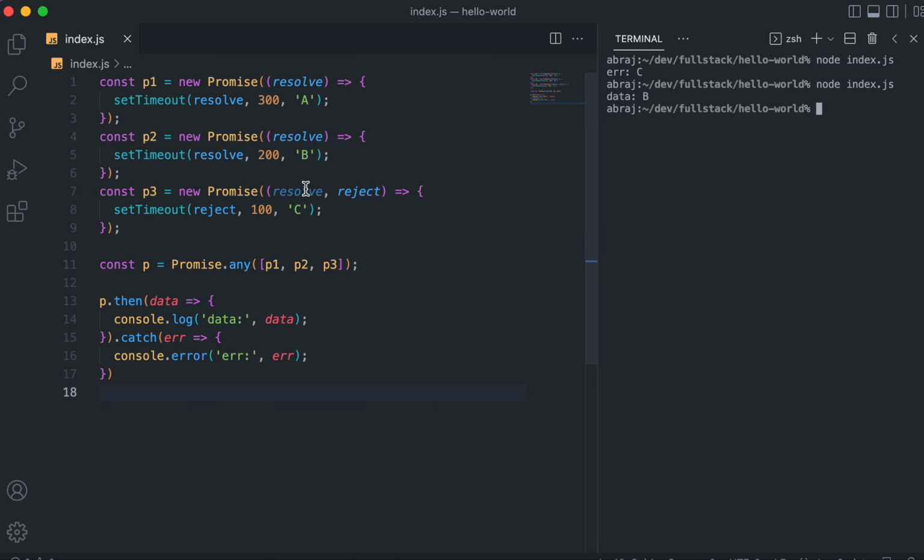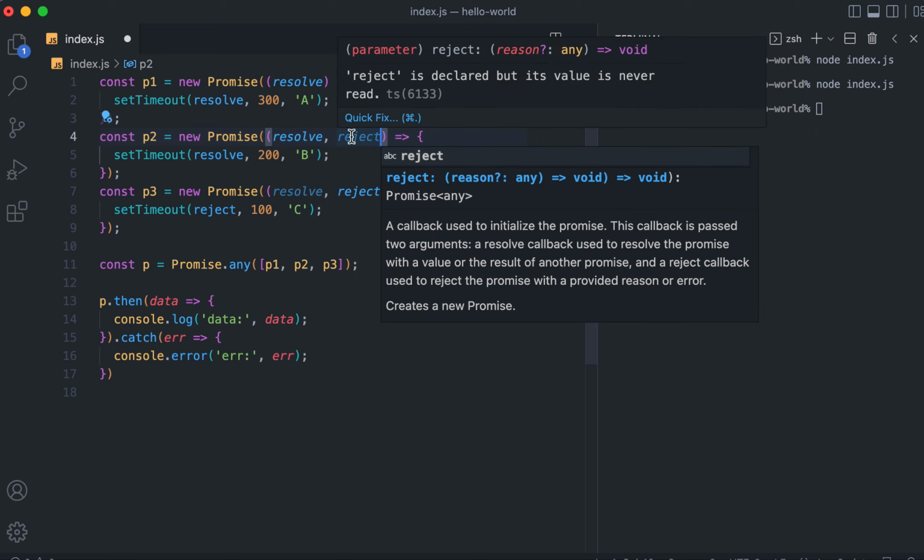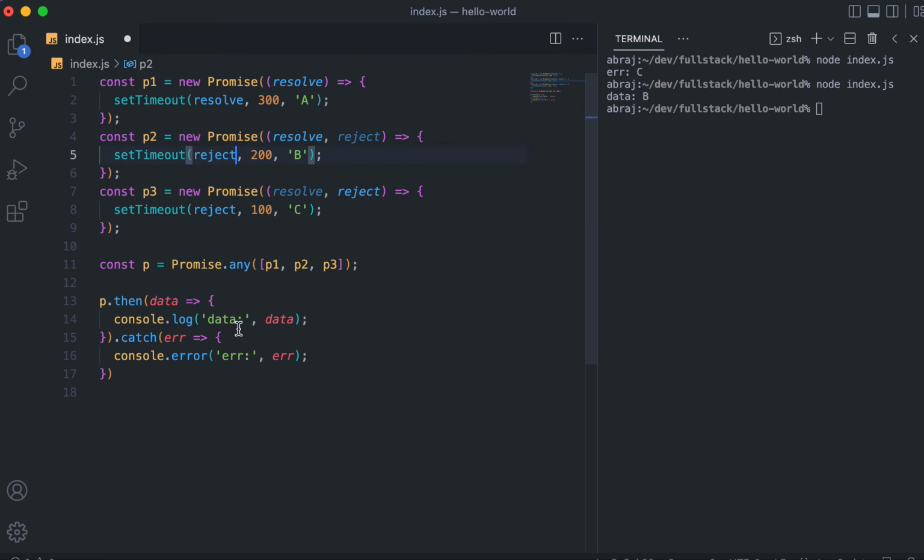Now, what if this is also rejecting? So let's say this is also rejecting. What will happen then? Then it will give A, because any keeps on waiting for any resolved value, right? At 100 milliseconds I've got rejection, at 200 milliseconds I've got rejection. At 300 milliseconds I got resolution, and that's why Promise.any, the final promise, is resolving with data A.